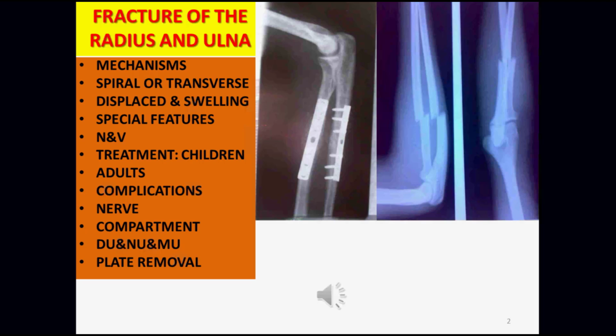Complications. Nerve injury is a very common complication, especially of the posterior interosseous branch. Compartment syndrome: because of the two bones, bleeding and edema formation may cause an increase in the pressure inside the compartments and lead to compartment syndrome. Delayed union, non-union, and malunion are common complications. And after surgery, after plate removal, there is possibility of refracture.